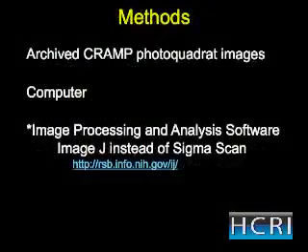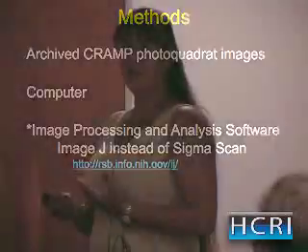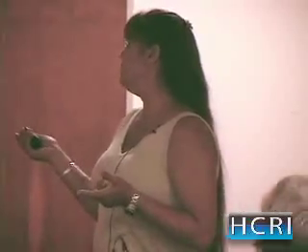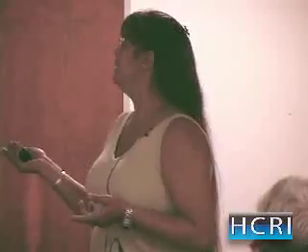The methods are basically using the archived photoquadrant images, a computer, and image processing analysis software. Our initial protocol called for SigmaScan, but we decided to switch to ImageJ. We did a number of comparisons to make sure that the measurements we're getting are the same. And ImageJ is actually a freely downloadable software from NIH. And basically, it's just user-friendliness is the reason we switched.